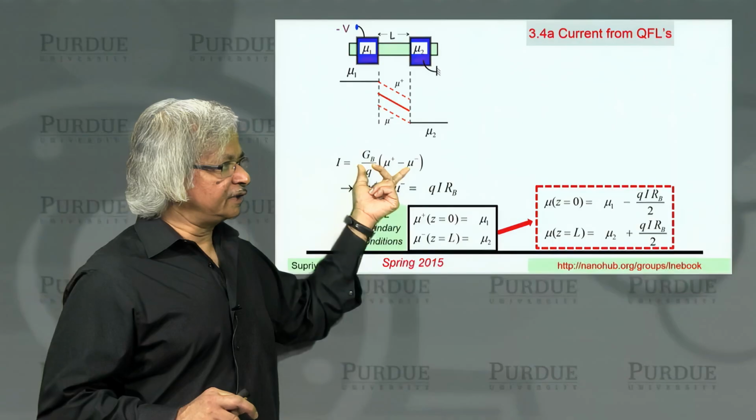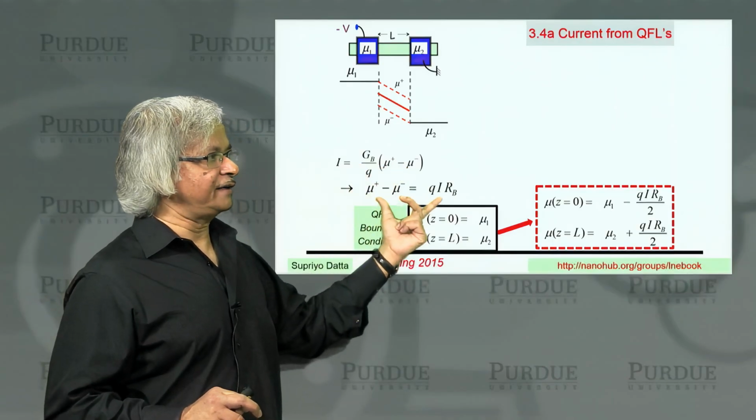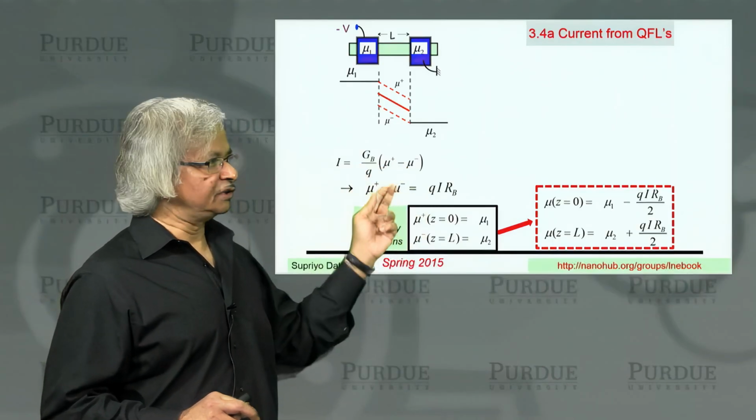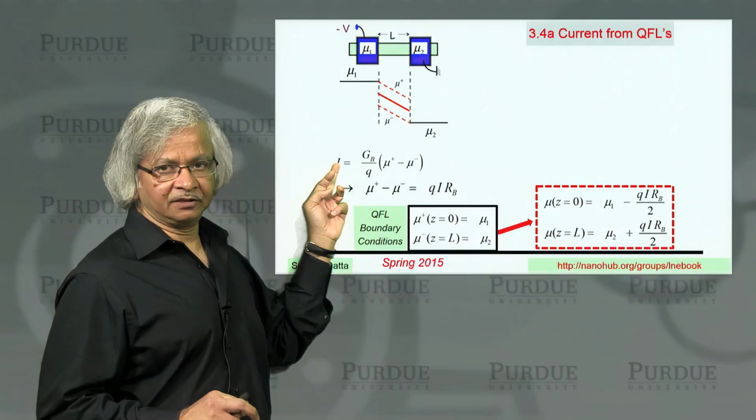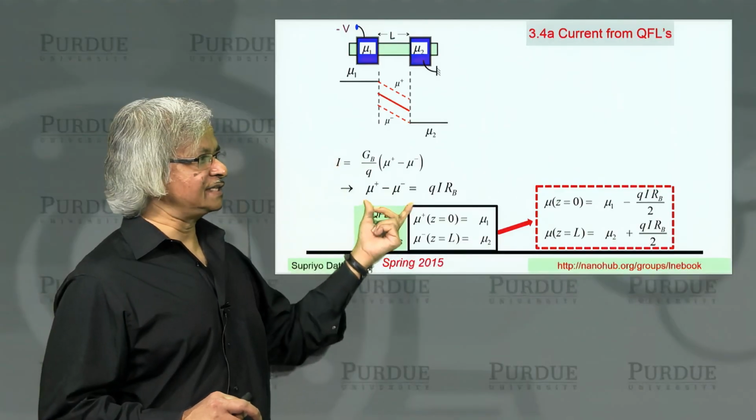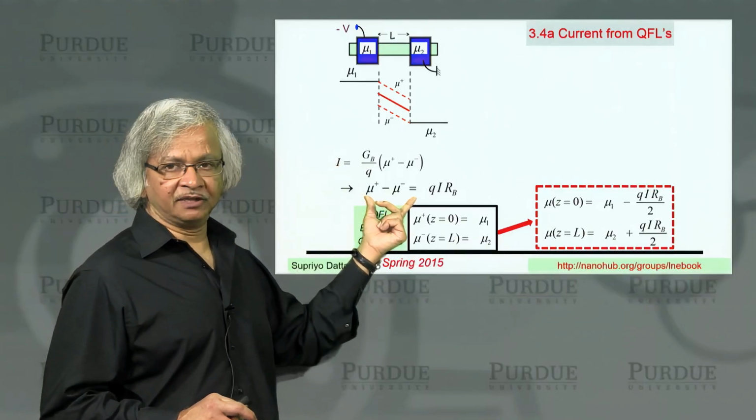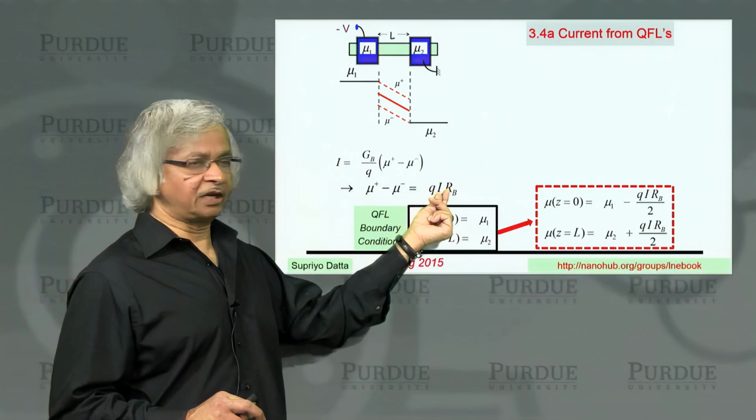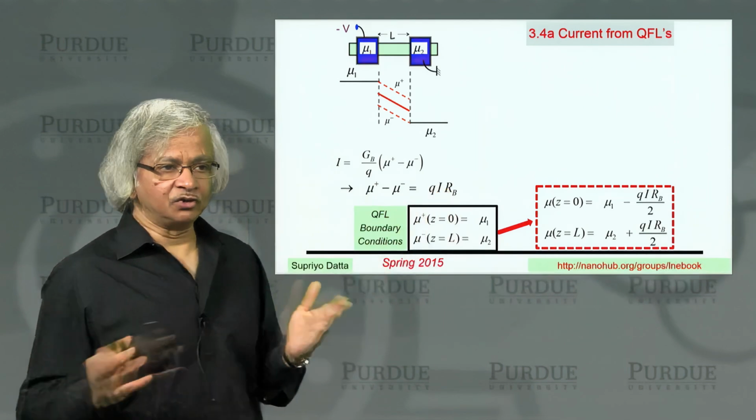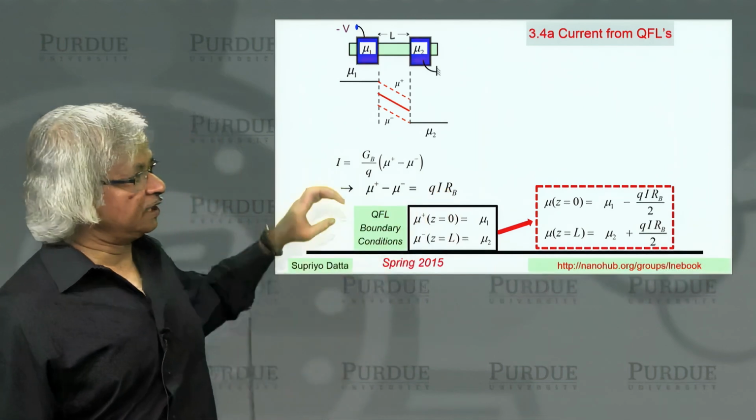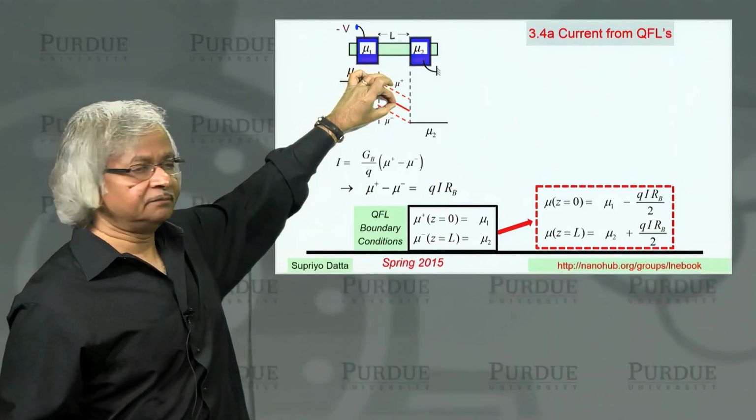And if you take this, you could turn it around and write it in this form. So this just follows algebraically from here. And what it says is that the separation of quasi-Fermi levels is proportional to the current. That is, if there is no current, the two quasi-Fermi levels will collapse into one.